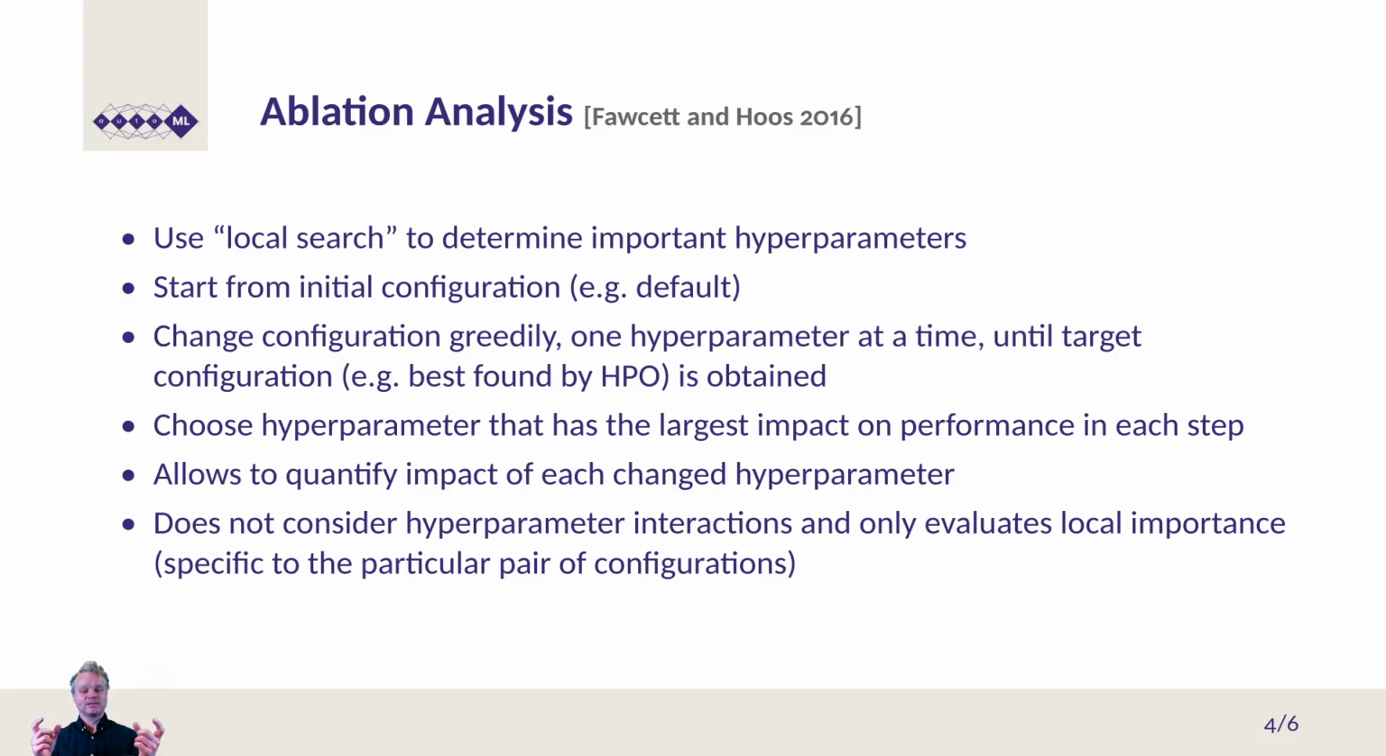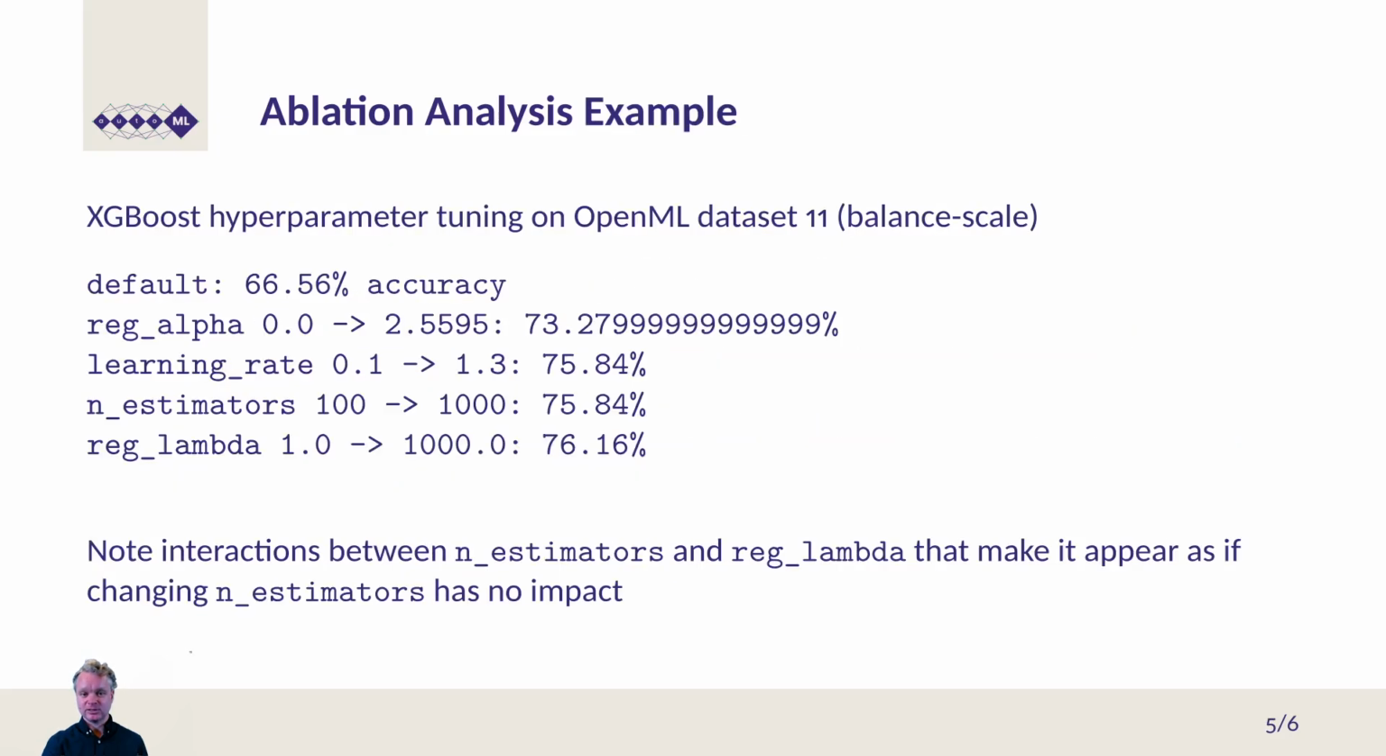So what we're looking at is essentially specific to a particular pair of configurations, the initial configuration and the target configuration that we're considering here, and this might also not be reflective of what the hyperparameter optimization actually did. So even though this is obviously inspired by local search, what the local search did to get from the initial to the target configuration might be very different to what it looks like after the fact when we apply this ablation analysis. Let's have a look at an example to illustrate some of these a little bit more.